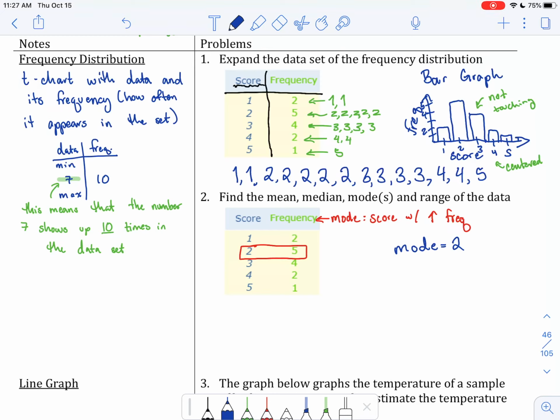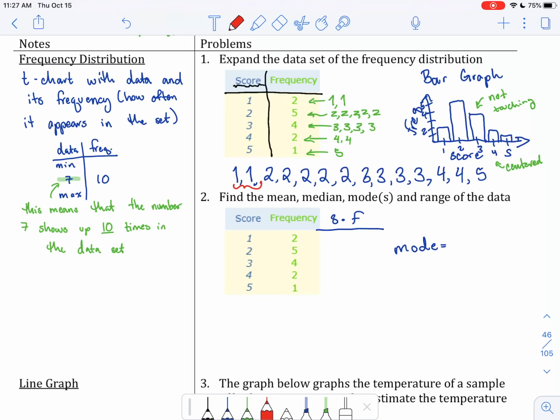There's also a nice trick to help with our mean. So with our mean, we have to add all these up. Now, in order to add all these up, it might take us a while. We go 1 plus 1 plus 2 plus 2 plus 2 plus 2, all the way up. But what I prefer to do is I will take our score times the frequency, and then I'm adding up all the numbers of that type together.